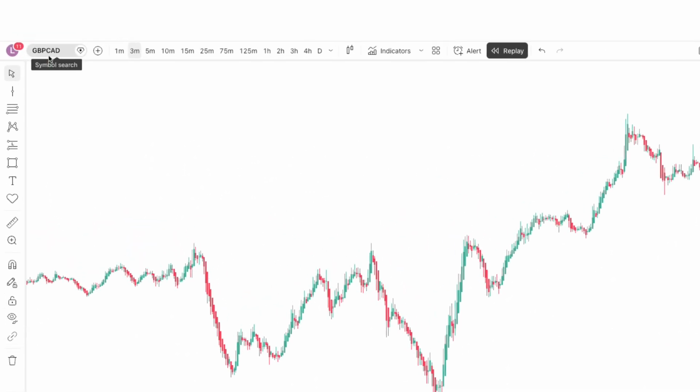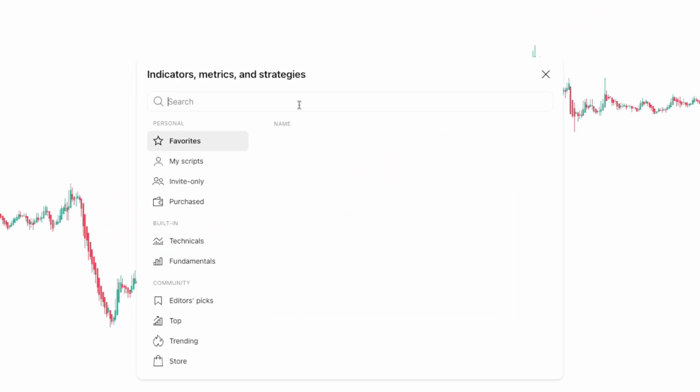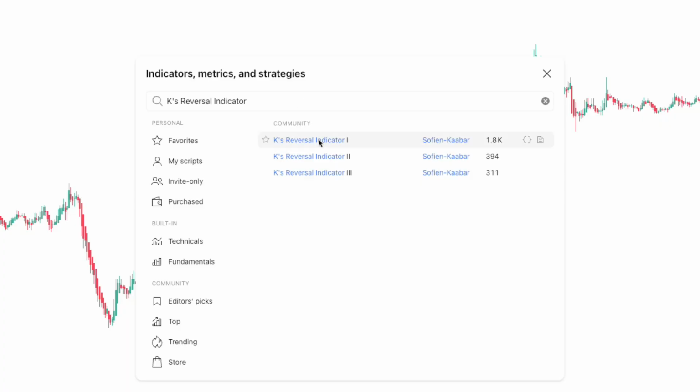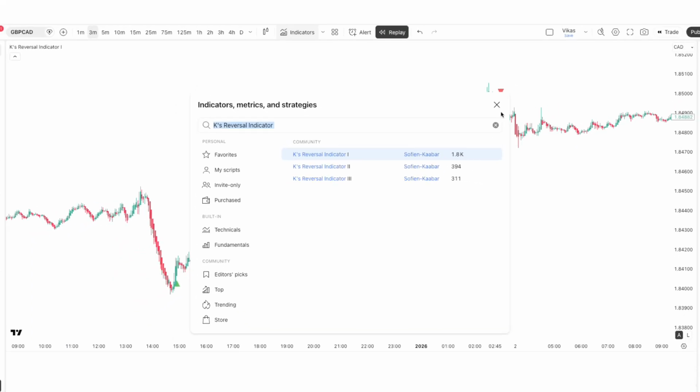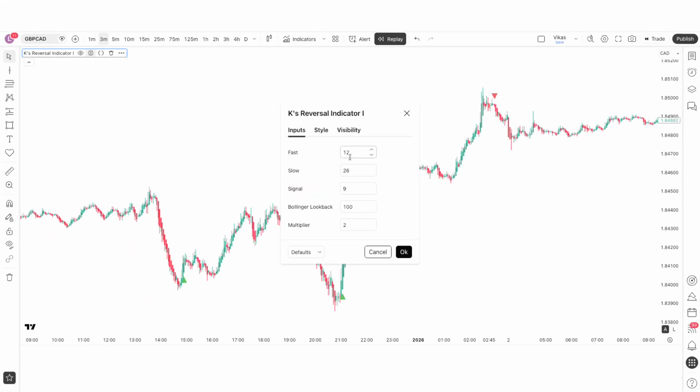We open the GBP/CAD 3-minute chart. Head over to the Indicators tab and search for the K's reversal indicator. Select the indicator made by Sofian Kabar and add it to the chart. Now the indicator settings change for perfect signals. First we change fast, 12 to 7, and after that change signal, 9 to 11. Here everything is fine. After that, click OK.